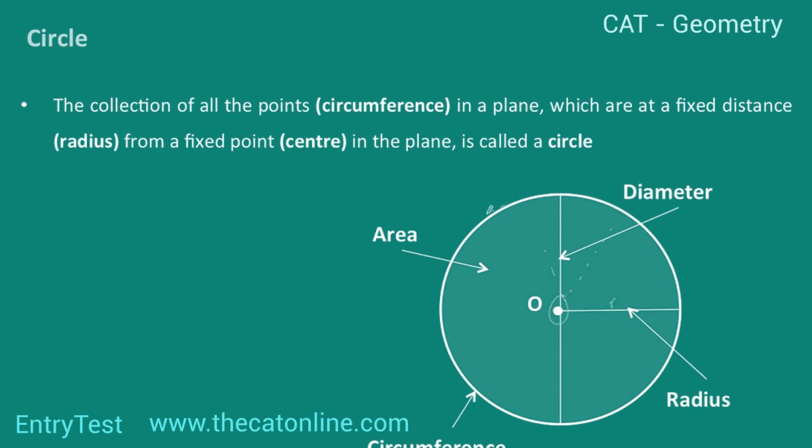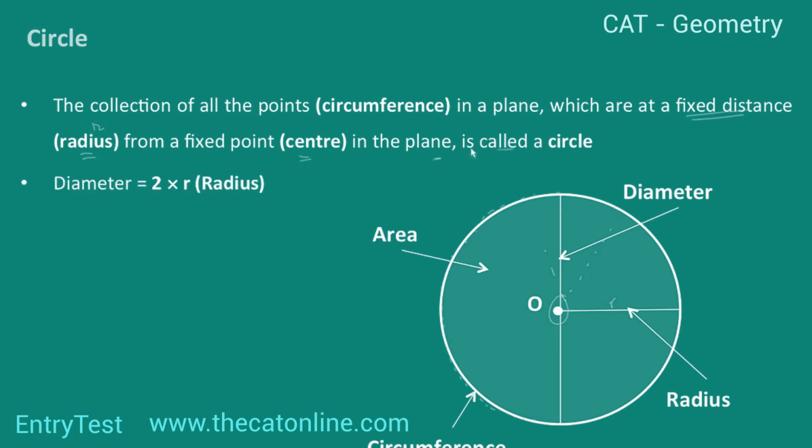So if I collect all the points on this circumference, also you can refer to it as the perimeter if you are comparing it with a polygon, which is at a fixed distance. So all the points that you have here are at a fixed distance from the center of the circle.